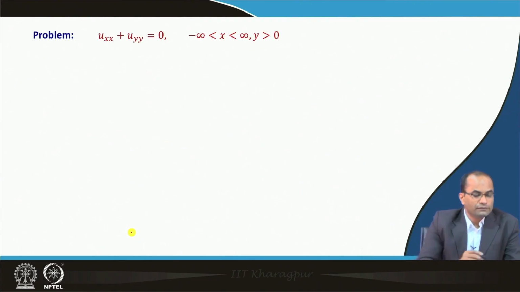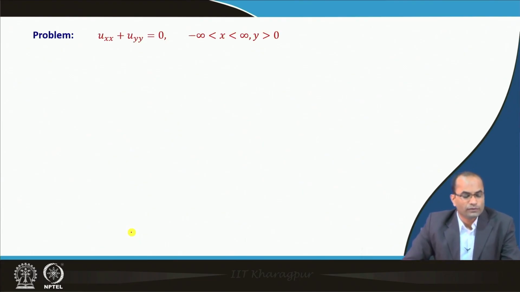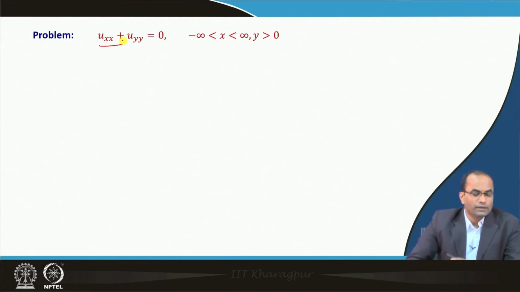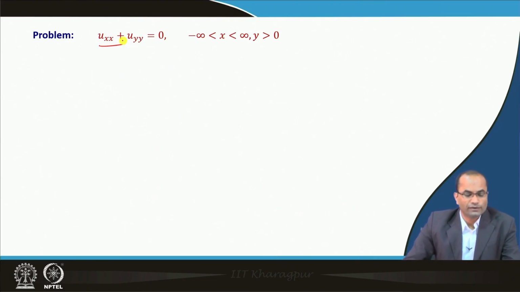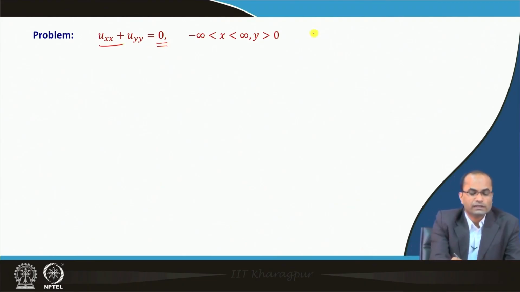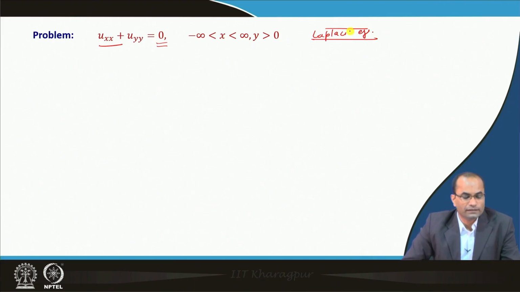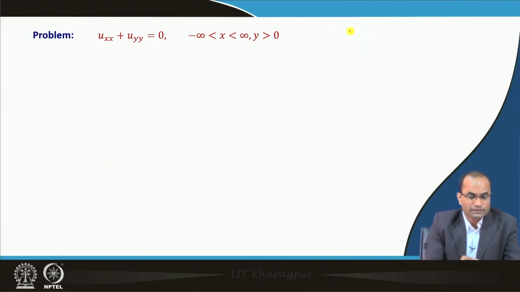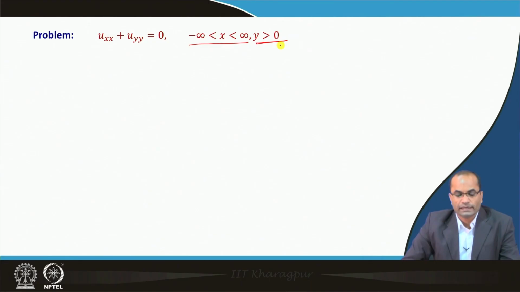Well, here we consider the next problem, where we have u_xx plus u_yy equal to 0. So, this is the Laplace equation which we have discussed in an earlier lecture. This is the Laplace equation defined in this domain. So, for x we have minus infinity to plus infinity and y is taken as positive.